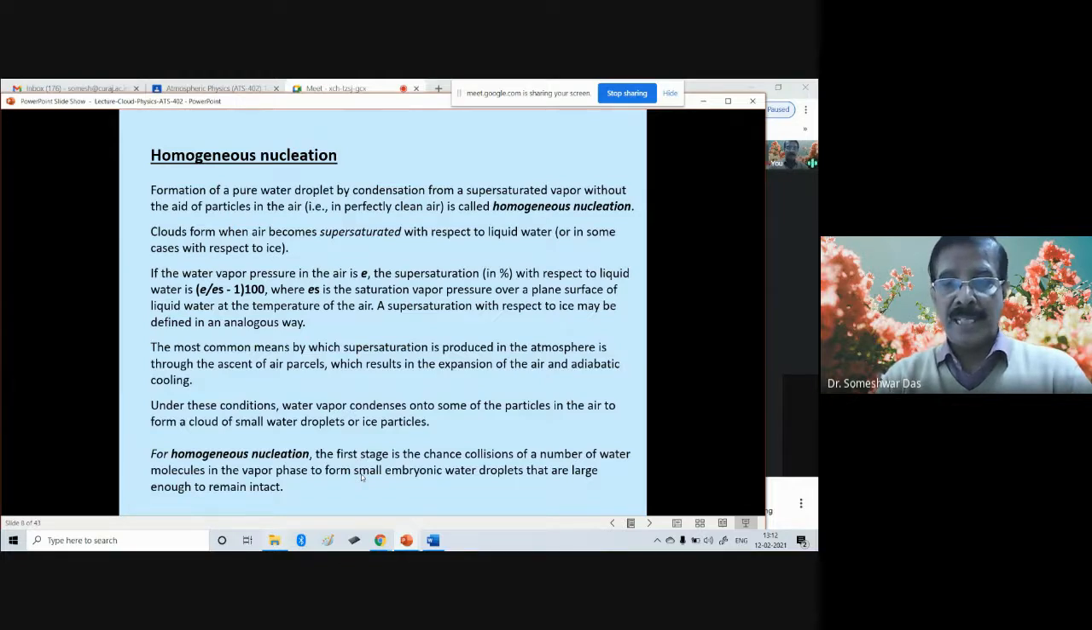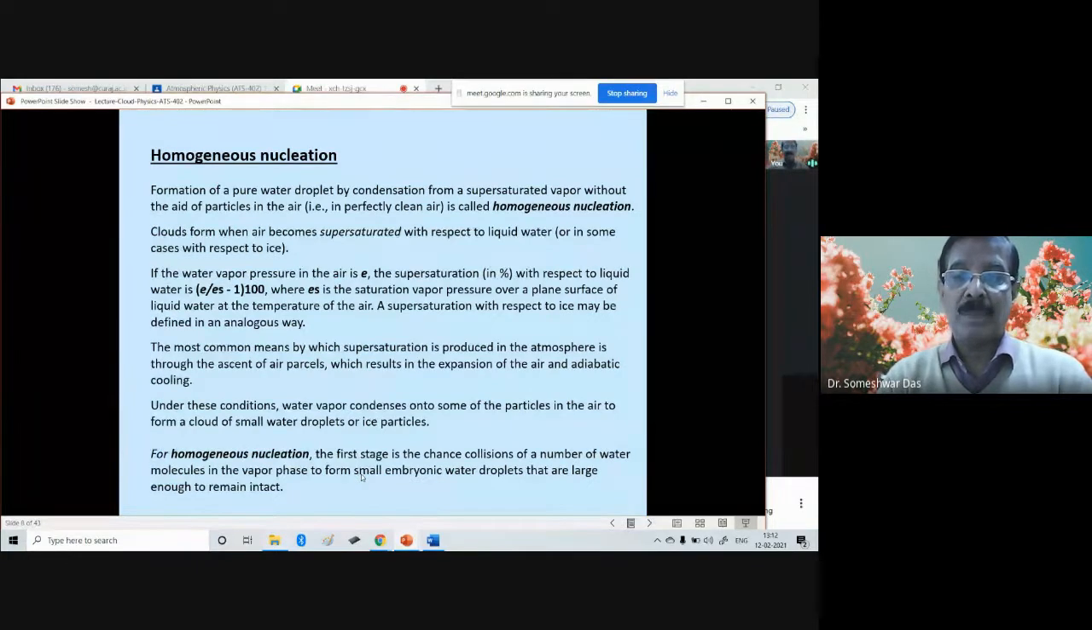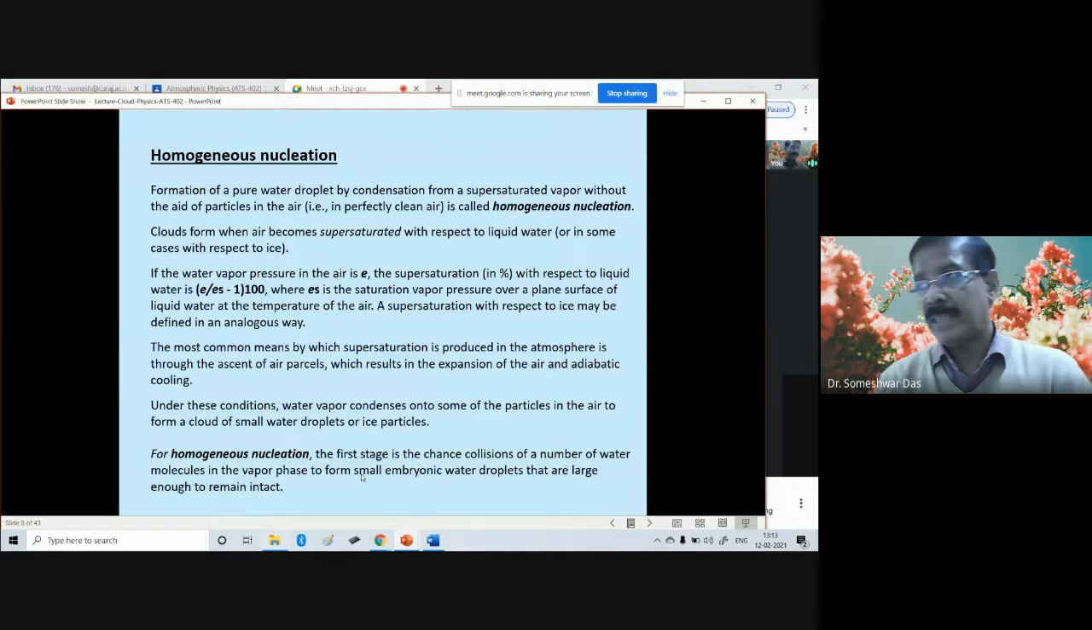But once the droplets have formed, the droplets can be of different sizes. Some can be very tiny, some can be slightly larger, but their radius will be very, very small, of the order of a micron. One micron is 10 to the power minus 4 meters, or you can say 10 to the power minus 6 centimeter.